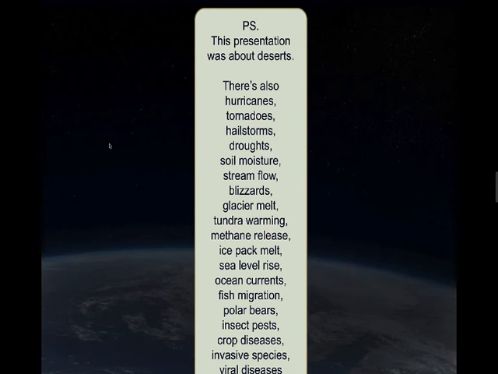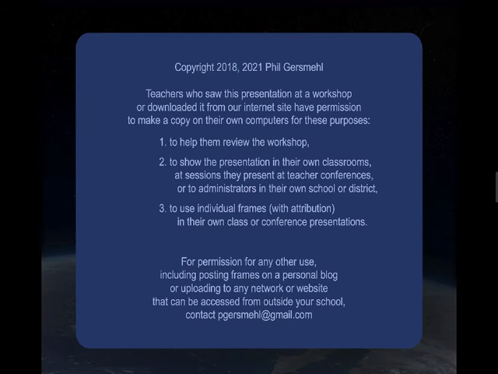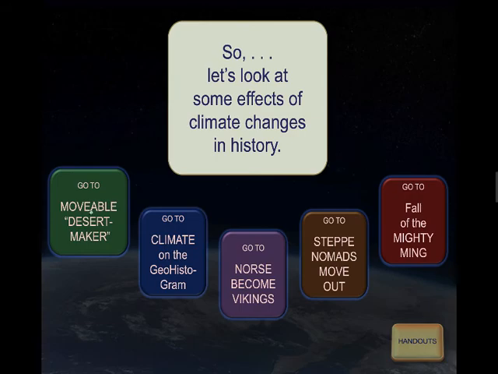Now, this presentation was about deserts. We could also talk about hurricanes, tornadoes, hailstorms, drought, soil moisture, stream flow, blizzards, glacier melt. In other words, there are lots of other consequences of global warming that happen in different places. Those don't tend to be quite as obvious in history. And like all of our PowerPoints, this allows teachers to use them and to actually modify them for their own classrooms. It just says, don't put it up on the website without showing where it came from.